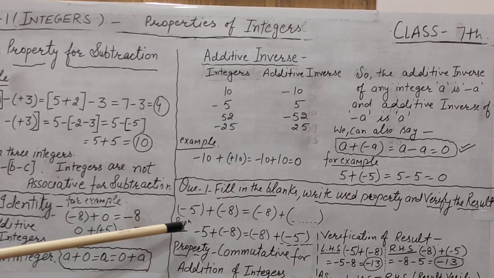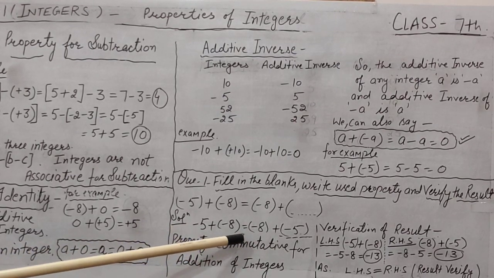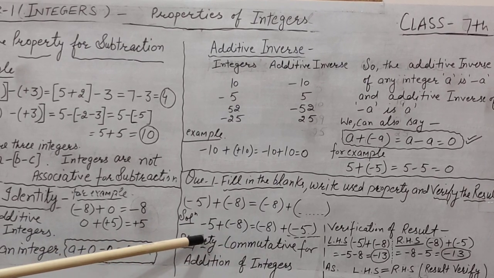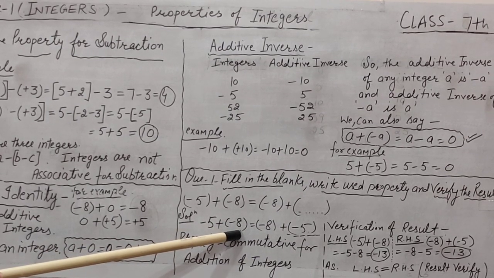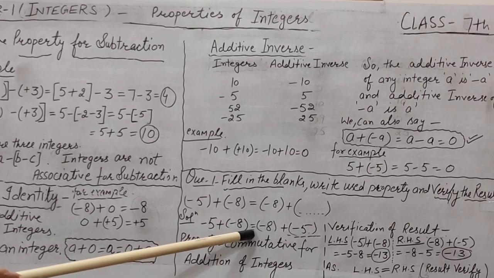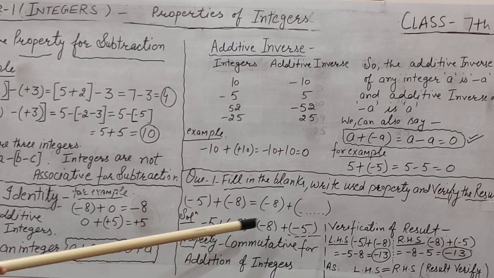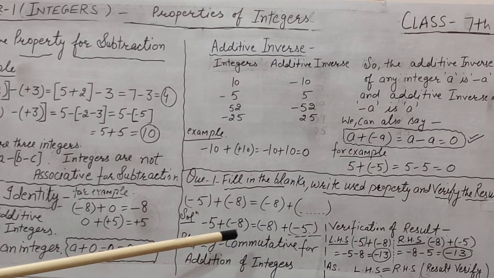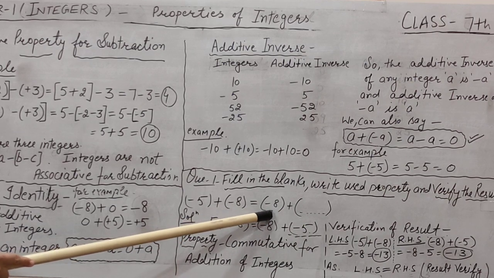Alright, in filling the blanks, I have to fill here. Now let us see the left hand side. There are two integers to be added. Both are negative integers: at first position minus 5, at second position minus 8. Then this sign is the sign of equality. Equality means the left hand side value is always equal to the right hand side value. Now in the right hand side, in the question, there is only one integer.